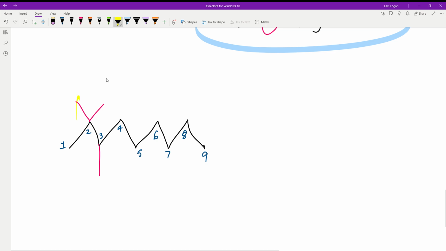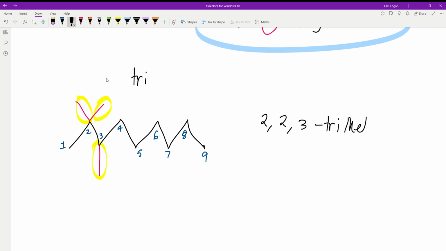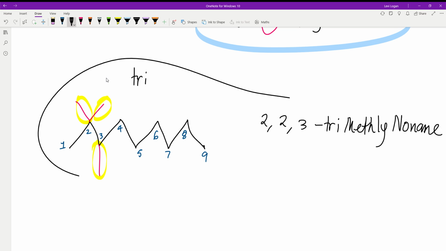Now we've got a methyl group here, a methyl group here, and a methyl group here. So we have 3 methyl groups. So we're going to use the prefix trimethyl. Okay. So here we have to actually name the positions. Now we have to put 2 twice. So we'll have to go 2, 2, 3, and you have to go dash trimethyl. And because the longest chain is 9, it's going to be nonane. Nonane. Okay? And that's how you name this compound here.